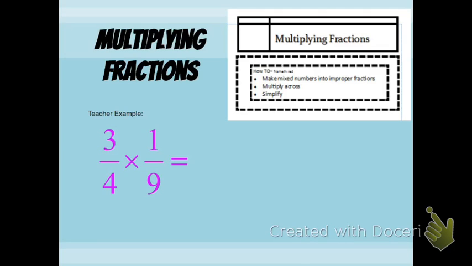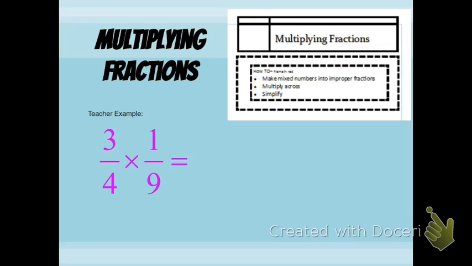So multiplying fractions. The steps are make any mixed numbers into improper fractions, multiply across, and simplify. Okay, you have to make them improper when you're multiplying and dividing. Adding and subtracting, you do not. But multiplying, you have to make them improper. Okay, so now if they're regular fractions like these two are, obviously we don't have to make anything improper. So in this case, we're just going to multiply straight across.